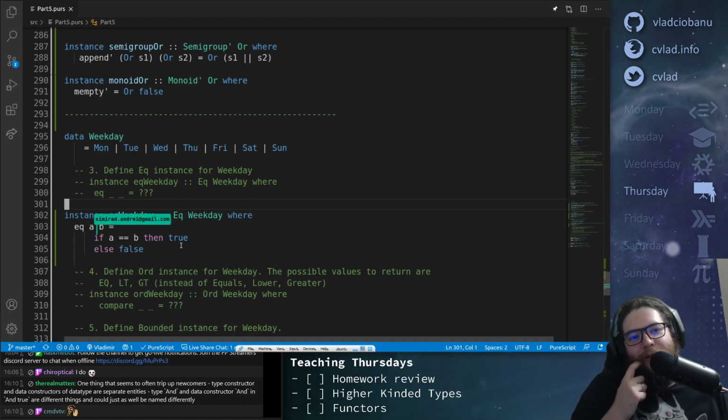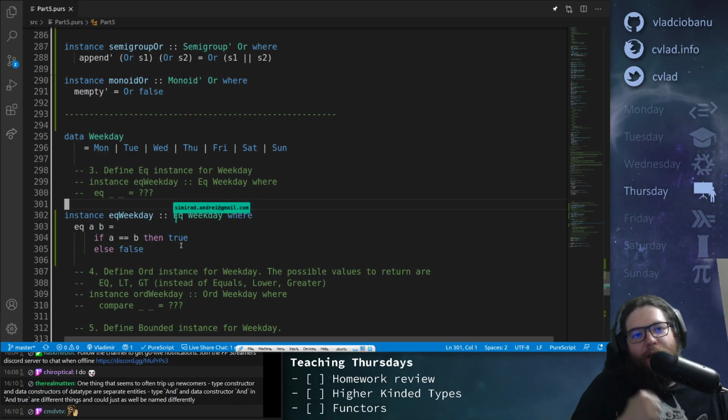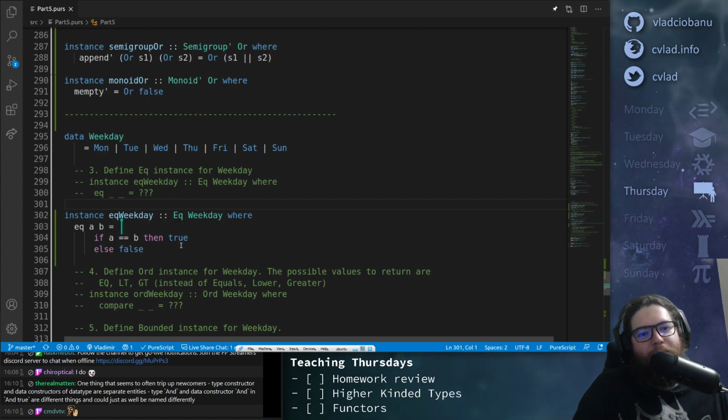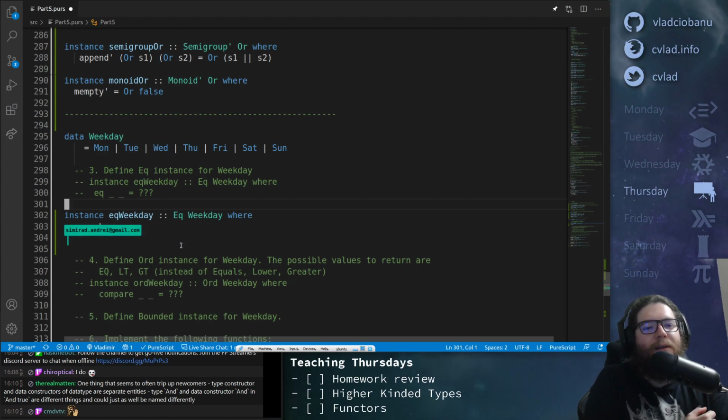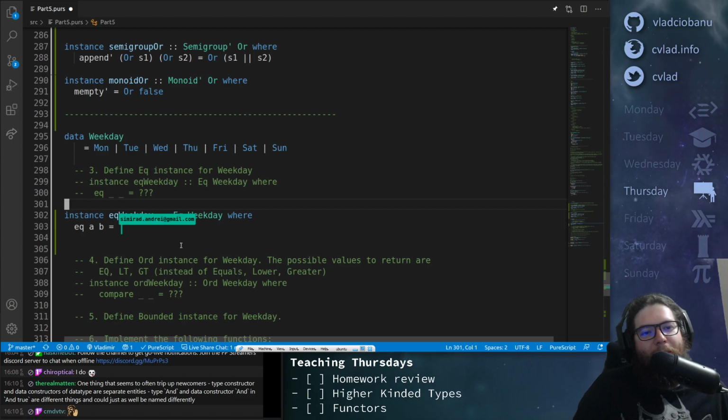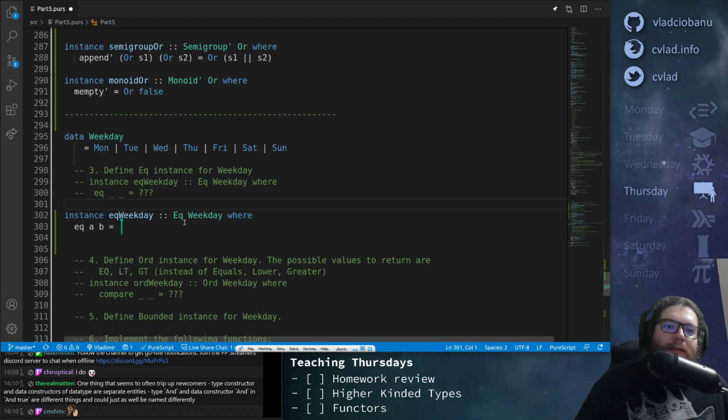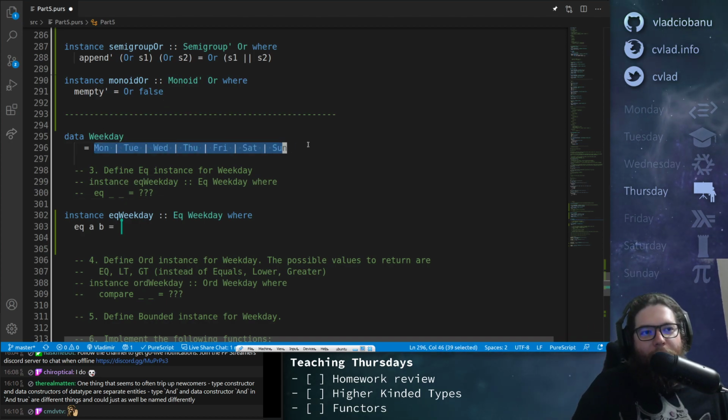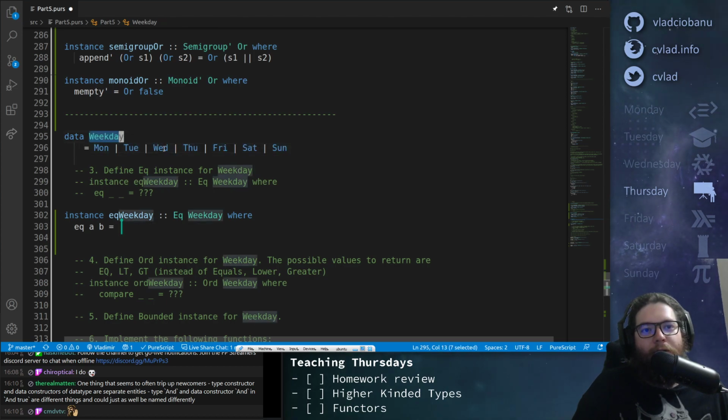So what do you think you need to do here in order to get it working? Basically, I should first say that, okay, I think I should remove this. And then first I say Eq equals. Okay, pause for a second. You have this Weekday type here, right? There are no known operations that work on it. We have no instances, we have nothing that works on it. So what's the only thing you can do with such a type?